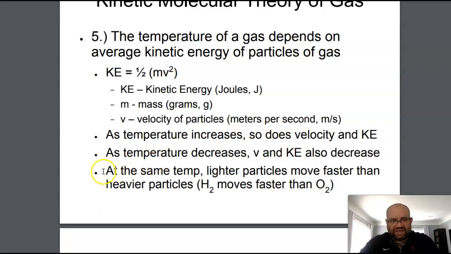Also, this is important here. At the same temperature, lighter particles will move faster than heavier particles. That means hydrogen gas would move faster than oxygen gas. Lighter gases move faster than heavier gases. That's related back to this equation, KE equals one half m v squared.